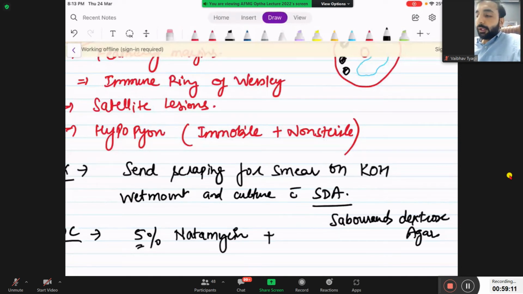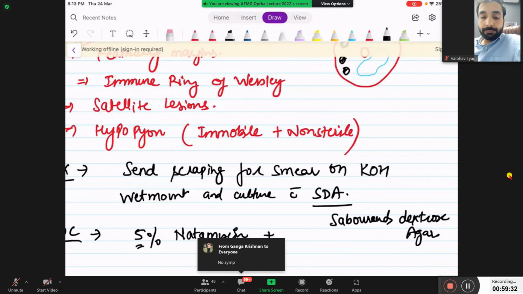So, in order to relieve the pain, you have to give cycloplegics, not NSAIDs. You have to give the drugs which cause paralysis of the ciliary body, so that pain decreases, right? And these are cycloplegic drugs. Example, as I've told you, atropine, homatropine.